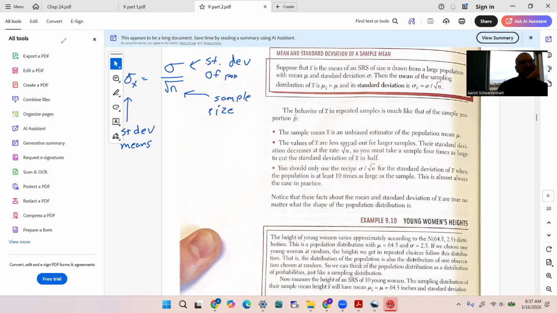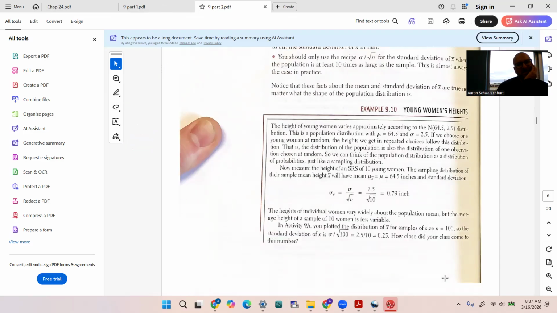That makes sense. So the larger the sample size, we noticed that the distribution got narrower, on Thursday in the last lesson on 9.1. So young women's heights. The height of young women varies approximately according to the distribution N(64.5, 2.5).